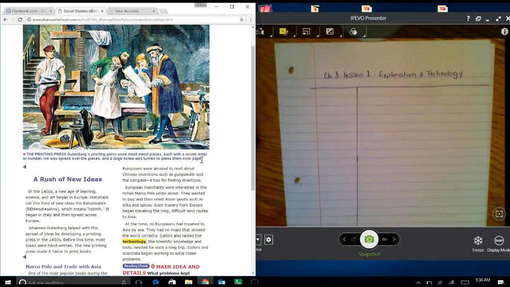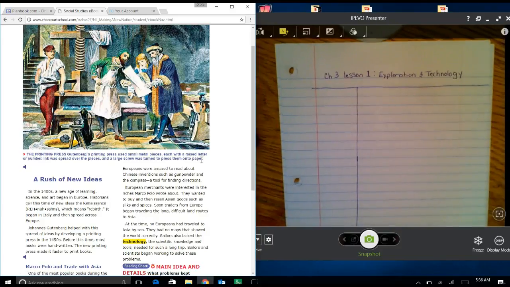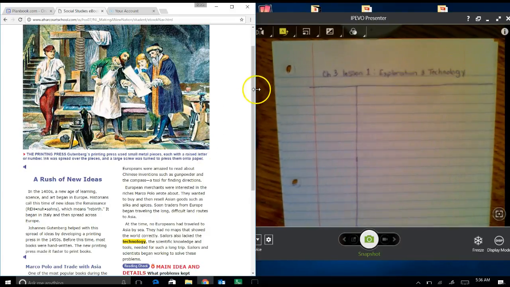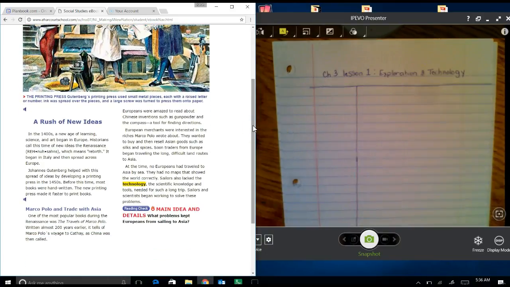The printing press used small metal pieces, each with a raised letter or number. Ink was spread over the pieces, and a large screw was turned to press them into paper. That seems pretty important. Let's wait and find out. Okay? Then our next section is A Rush of New Ideas.